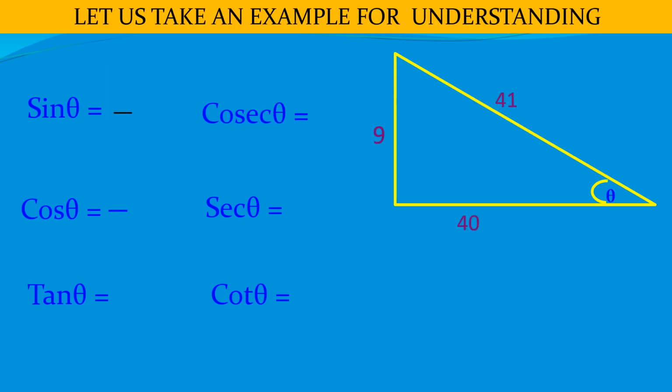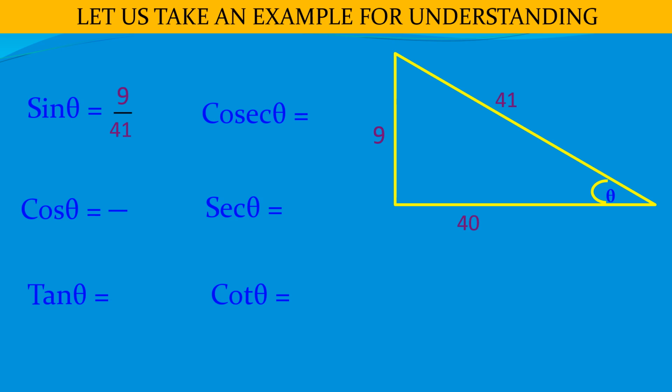Let us take an example for understanding. Here is a triangle. One angle is indicated by theta. Here it asks for the values of sin theta, cos theta, tan theta, cosec theta, sec theta, cot theta according to this triangle. What is the meaning of sin theta here? The ratio of theta's opposite side and hypotenuse. So sin theta is equal to opposite side 9 and hypotenuse 41. That's why sin theta is equal to 9 by 41. Cos theta is equal to what? Adjacent side by hypotenuse.